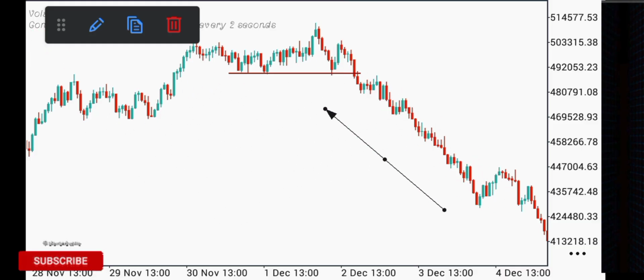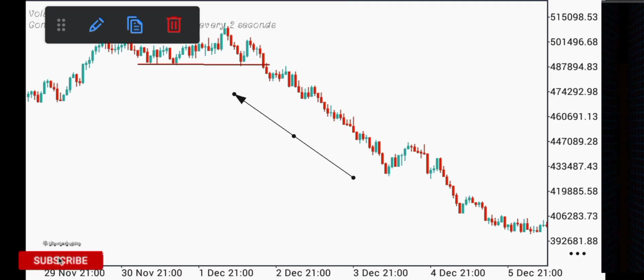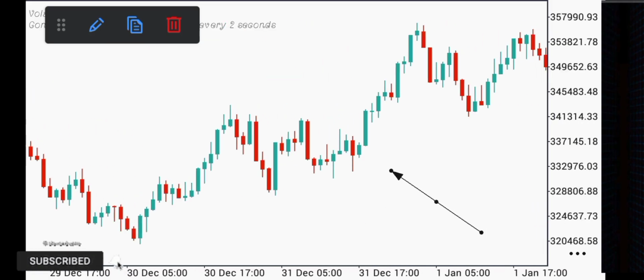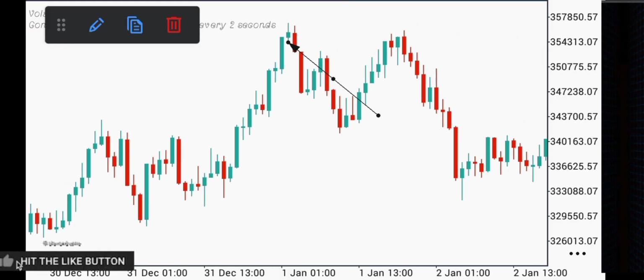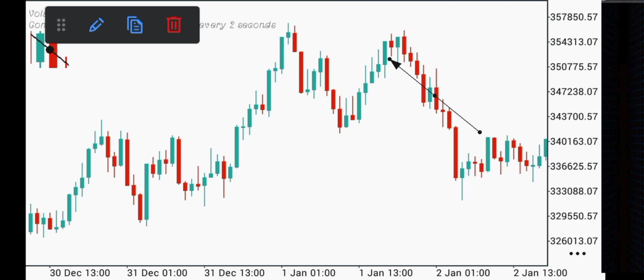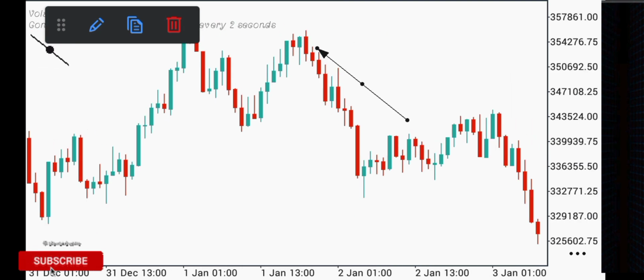So now let's move to the next example. Let me show you the next example. So now guys, look at the next example we have here. Price was moving in a series of higher high, higher low, higher high, higher low. Price gave us a higher high right here, a higher low, failed to give us a higher high, and now price gave us a lower low.